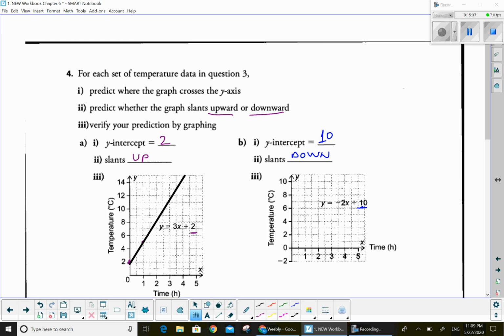And we're going to confirm that. Okay, we're going to start at 10. And for every unit horizontally that goes over, it goes 2 down. So it's going to go down to 8. There we go. And we get our line, something like this.